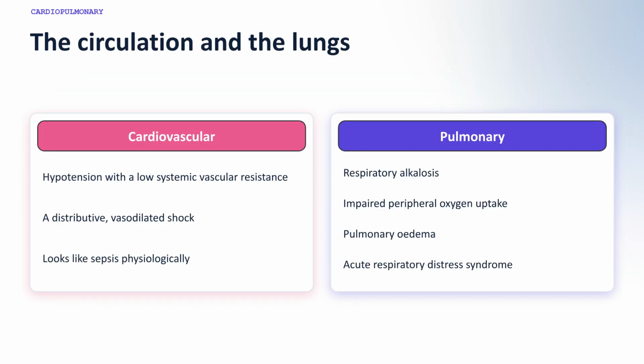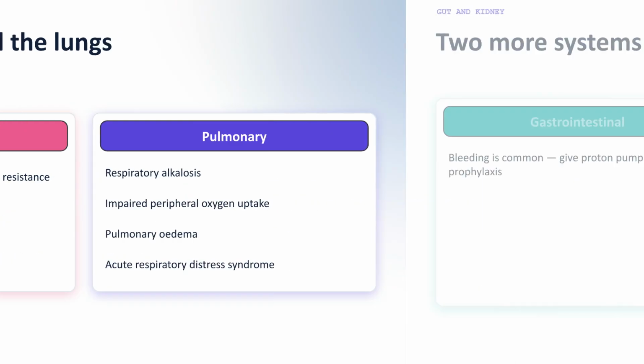The circulation fails in a specific way. Hypotension with a low systemic vascular resistance. A distributive vasodilated shock that looks physiologically like sepsis. Which is one reason infection is so easy to miss here. On the pulmonary side, a respiratory alkalosis early, impaired peripheral oxygen uptake, pulmonary edema, and in the sickest patients, the acute respiratory distress syndrome. These patients need an intensive care unit, not a ward bed.